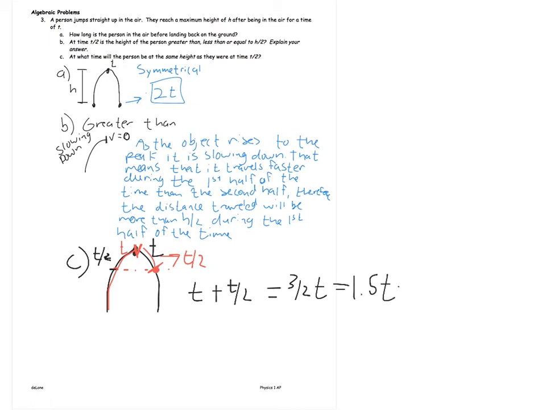But the key is that the time it took to go from the t over 2 to the peak is the same as the time it's going to take to go from the peak back down to that same height. So we just take the time up to the peak, which is t, plus that extra t over 2, and we get 1.5 t as our final answer.